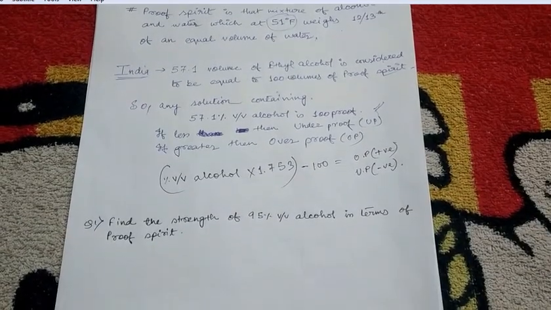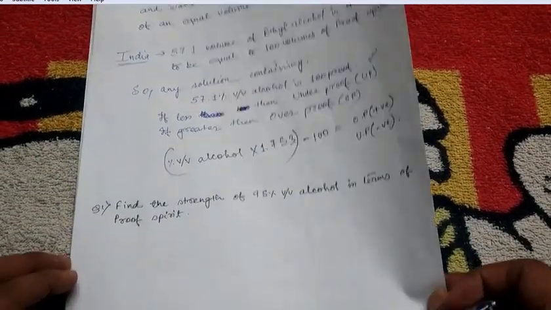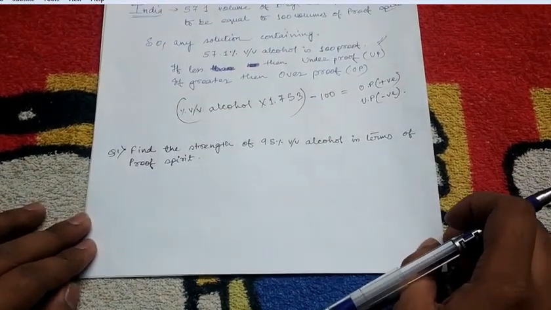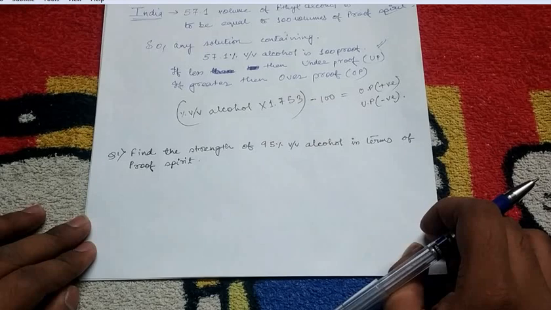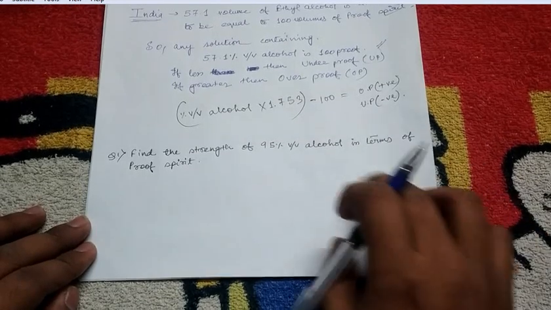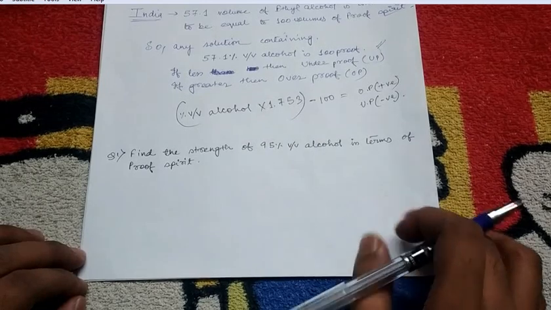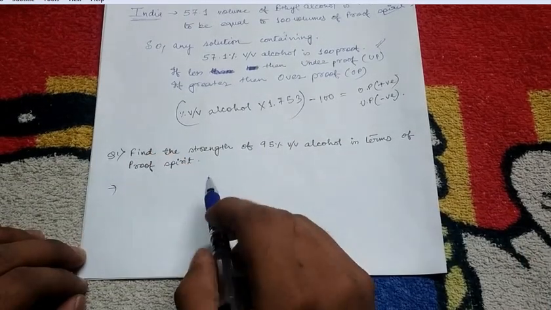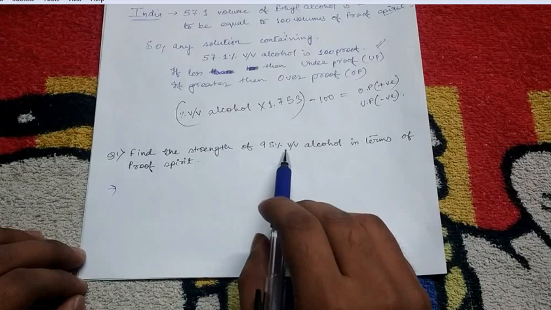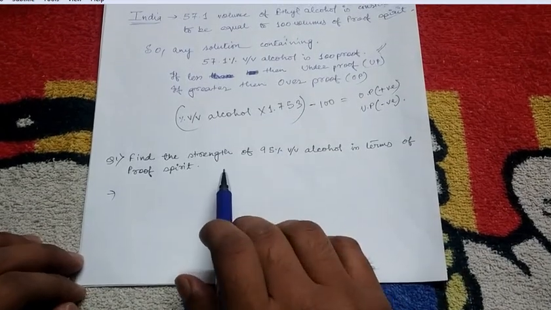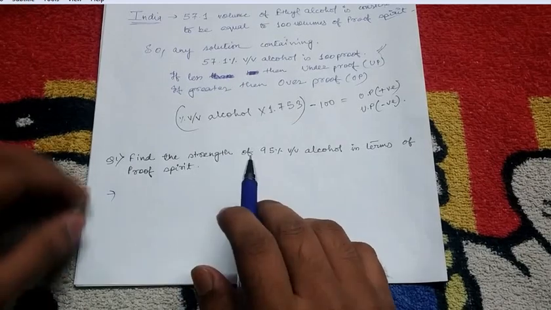So let's move on to the first numerical in this part. I would like you to try it yourself by pausing the video. Use this formula and you will get the answer surely. So the first question is, find the strength of 95% V by V alcohol in terms of proof spirit. So try the question.